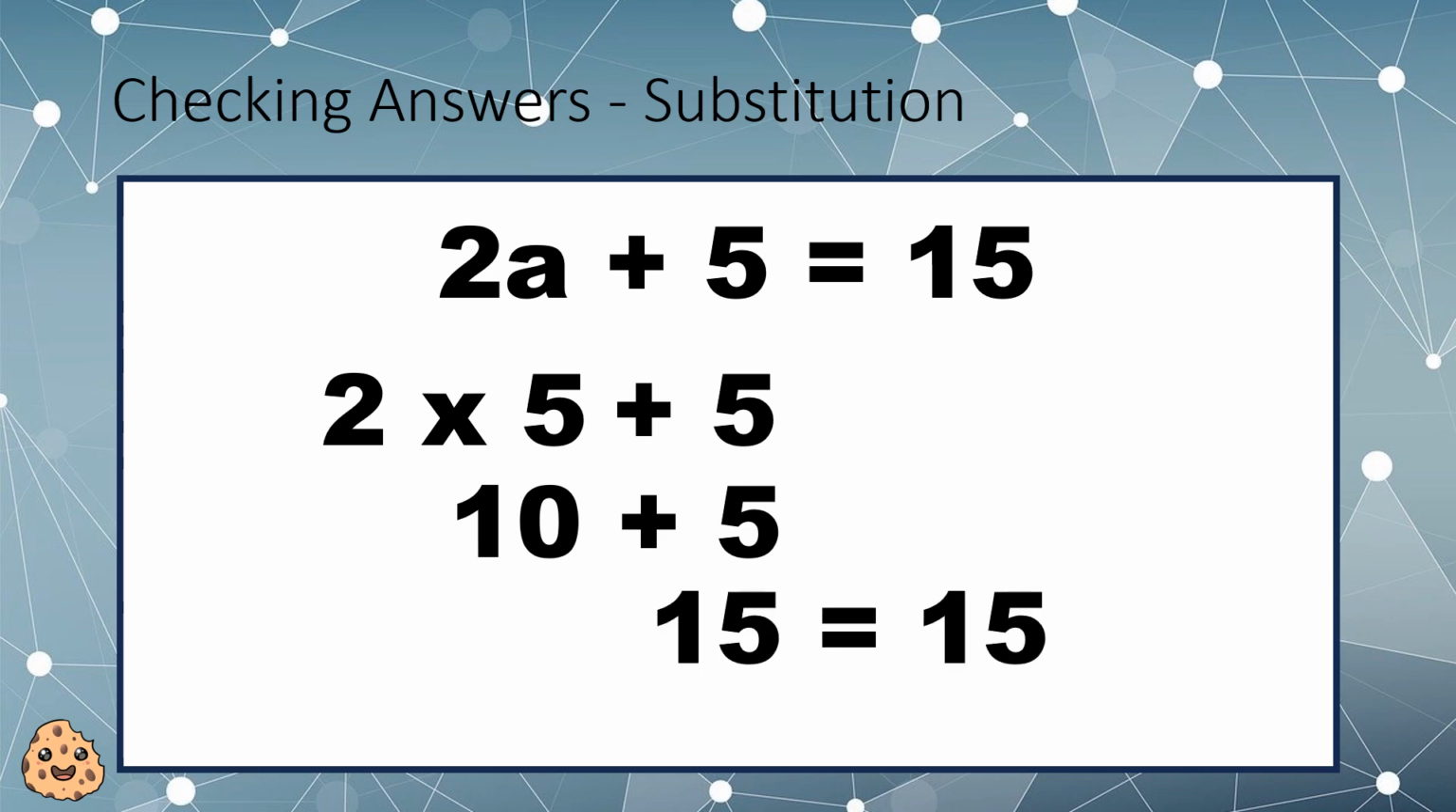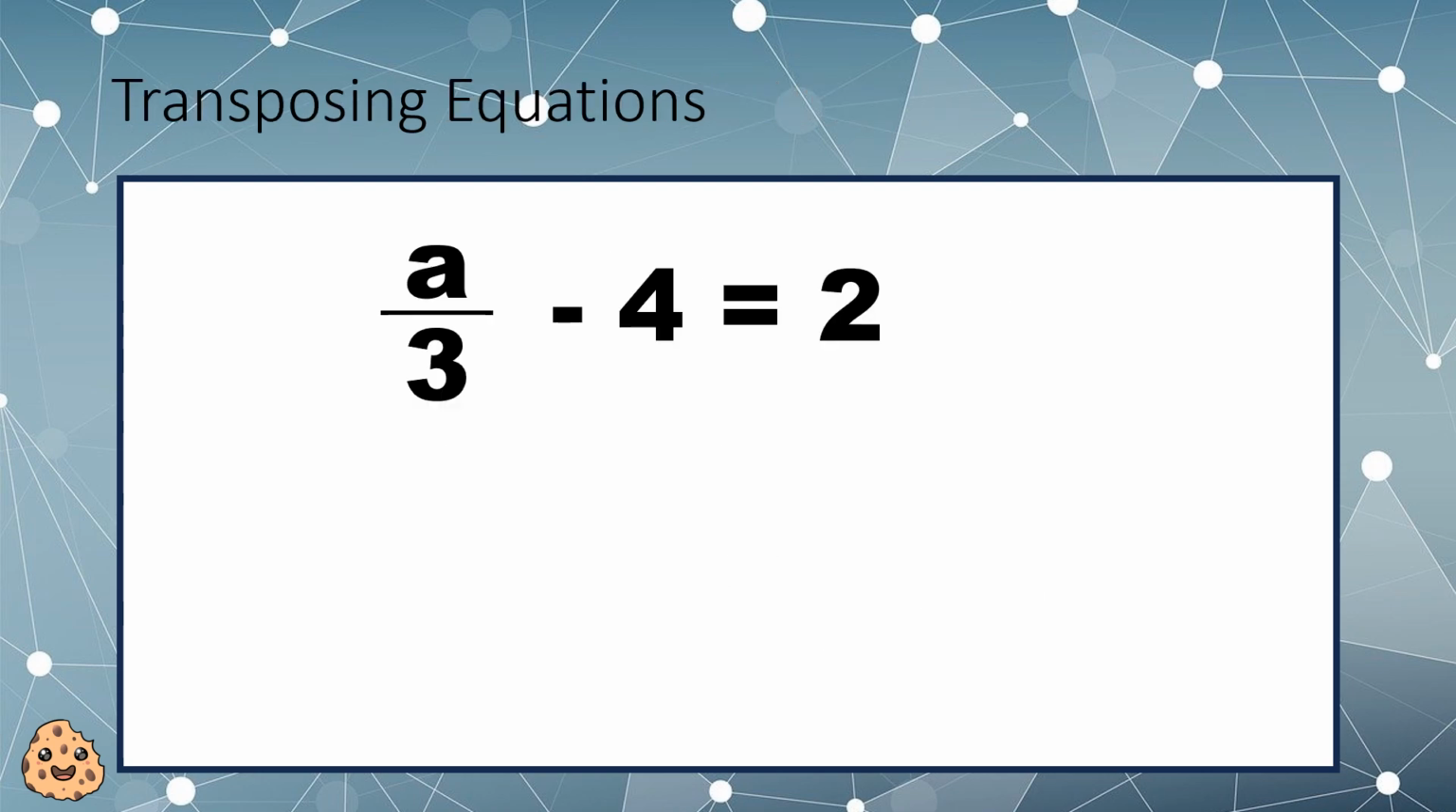This is an amazing way you can check your answer, not just for these simple algebraic equations, but for any such equation where you are finding an unknown. This is known as substitution. Let's look at a second example now. In this example, we have a divided by 3 subtract 4 is equal to 2. If you wish to attempt this one by yourself, pause the video now and have a go.